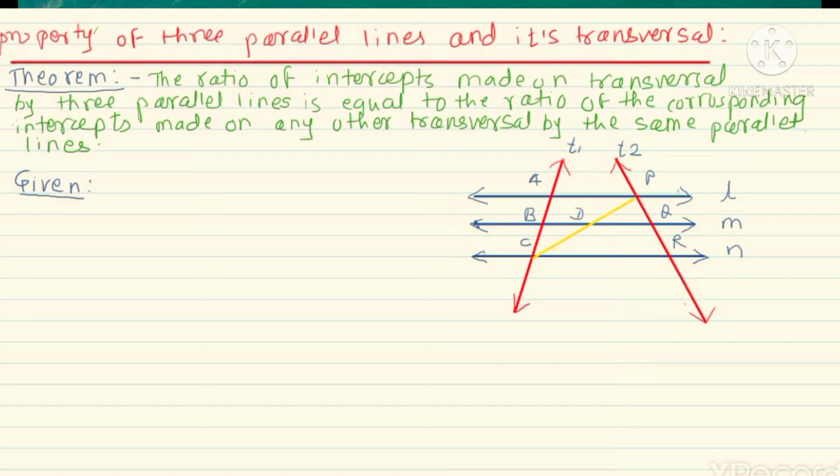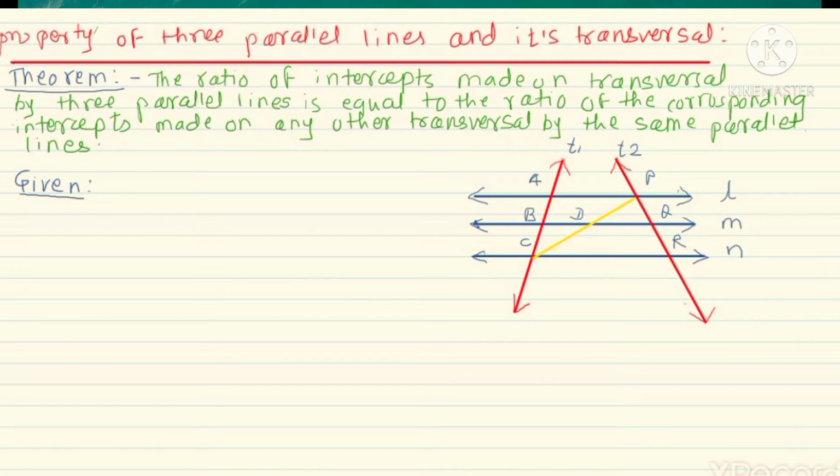Welcome students. Today we are going to learn property of three parallel lines and its transversal. First of all, we will go through the theorem part. What is the statement of the theorem? The ratio of intercepts made on transversal by three parallel lines is equal to the ratio of corresponding intercepts made on any other transversal by the same parallel lines.